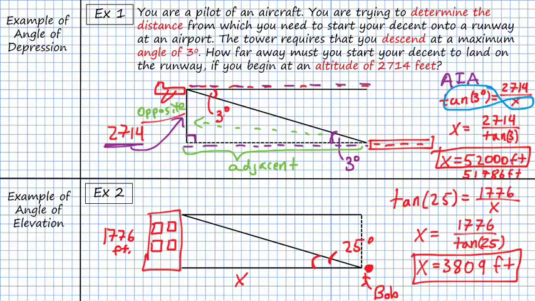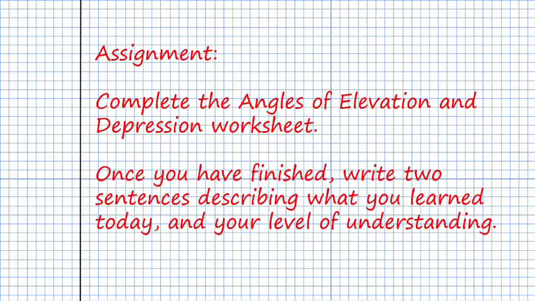So our assignment today is going to be the worksheet that you picked up. It was front and back and it's over angles of elevation and depression. So go ahead and get started on that and see if you can finish it. Once you've finished it, write 2 sentences describing what you learned today and your level of understanding of what we were doing today. If you have any questions, let me know, and have a wonderful day.